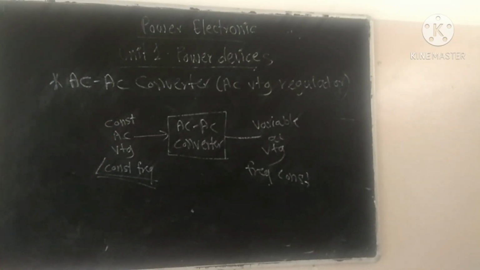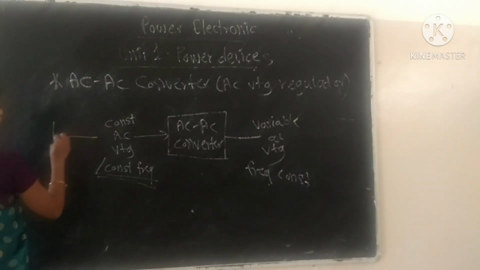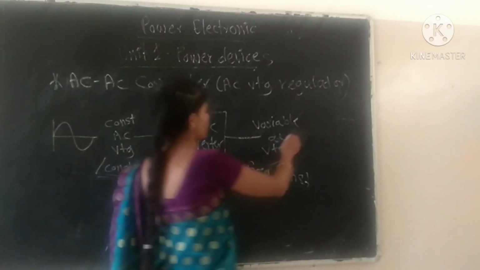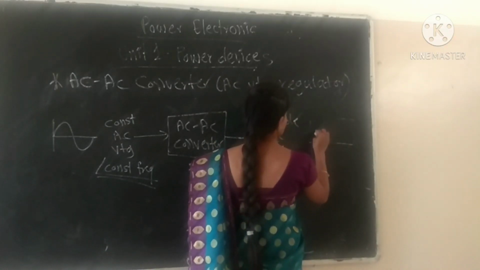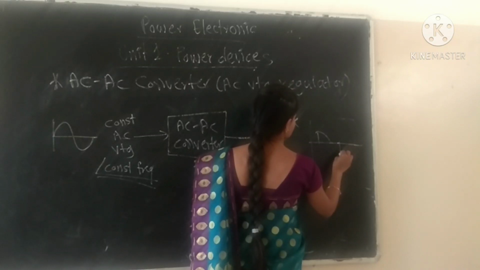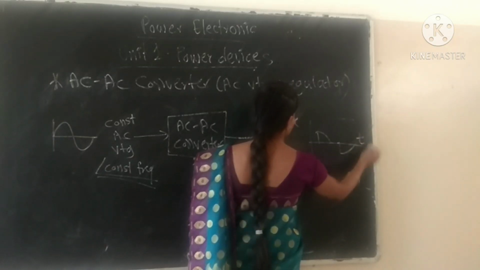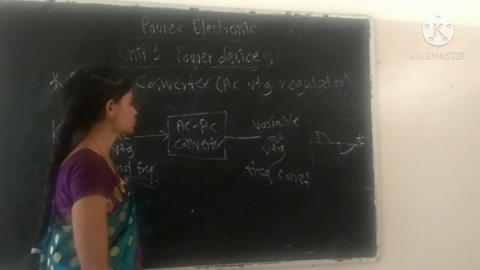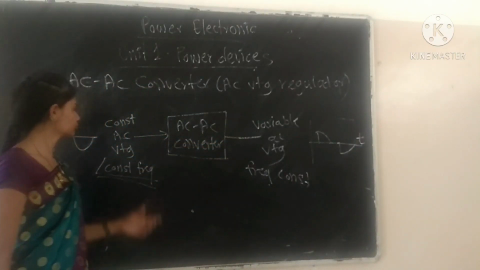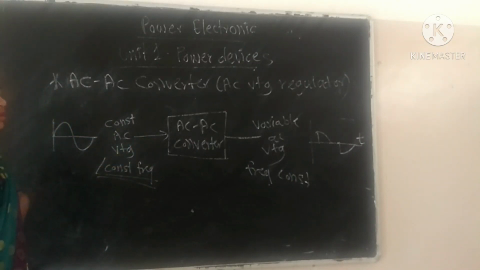This is the AC to AC converter. The input is constant frequency, constant AC voltage, and in the output the frequency remains the same, only the AC voltage is variable. This type of output we should get. And this AC to AC converter is also called the AC voltage regulator.